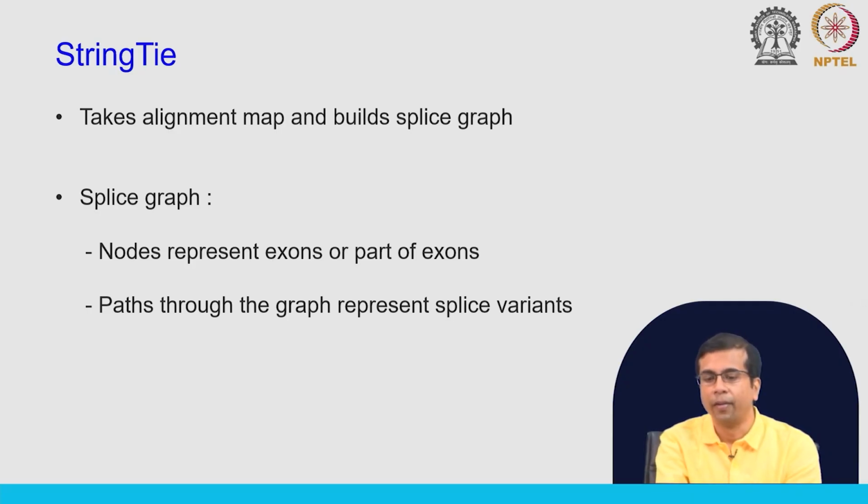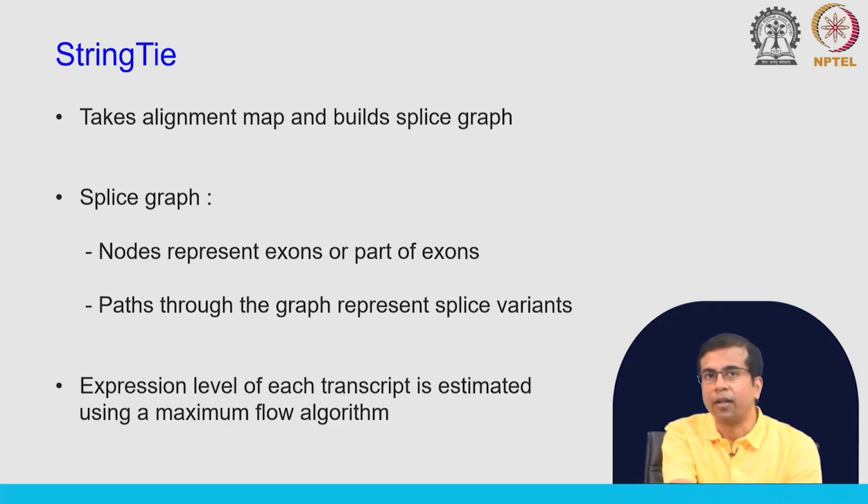Now, once you have built this splice graph, this method uses something called a maximum flow algorithm, which I will not discuss again, and it estimates the abundance of these transcripts. Each of these transcripts has an abundance value that is estimated from this splice graph using the maximum flow algorithm.